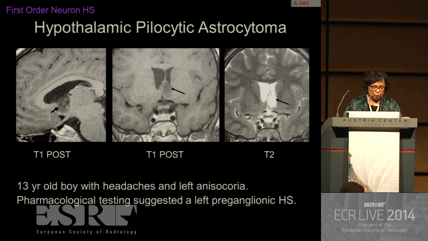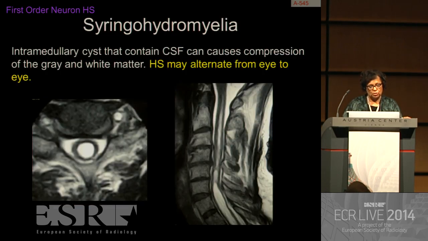This is a 13-year-old boy with headaches and left anisocoria, and with pharmacological testing, they said that he had a left preganglionic Horner syndrome, so that in conjunction with the clinical findings would lead one to go on and do the MR of the brain first, and here we see the cystic lesion in the posterior lateral aspect of the hypothalamus, which was a pilocytic astrocytoma that was causing this patient's Horner syndrome.